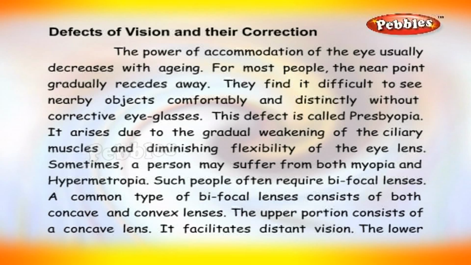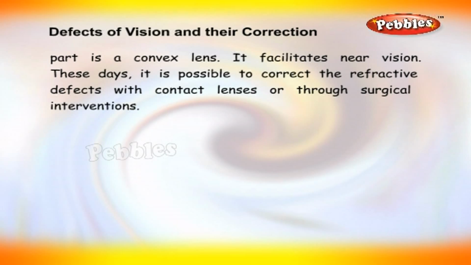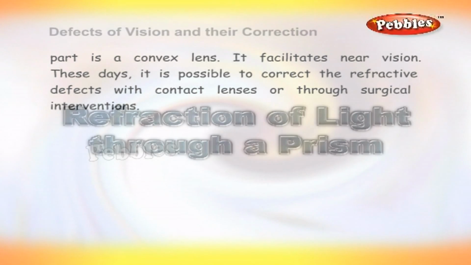Sometimes a person may suffer from both myopia and hypermetropia. Such people often require bifocal lenses. A common type of bifocal lenses consists of both concave and convex lenses. The upper portion consists of a concave lens. It facilitates distant vision. The lower part is a convex lens, which facilitates near vision. These days, it is possible to correct the refractive defects with contact lenses or through surgical interventions.